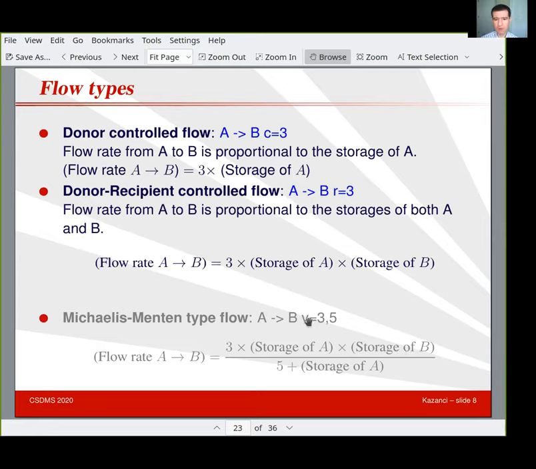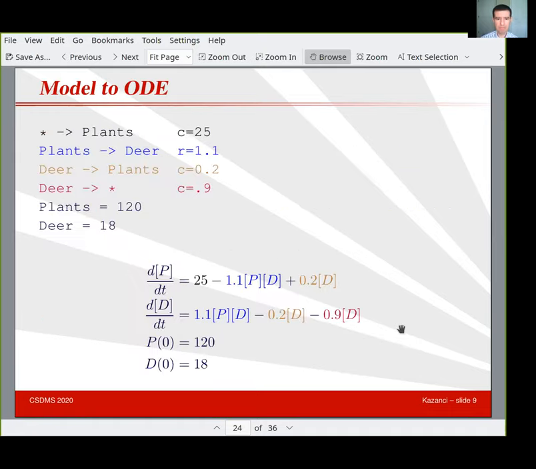But this requires two components. So we're trying to make it work at the moment. So how does a model get turned into an ODE? This is just an example. You have an environmental input into plants. Since this is an environmental input, the environment does not have a storage value, so it's just taken to be unity. So it's just going to be 1.